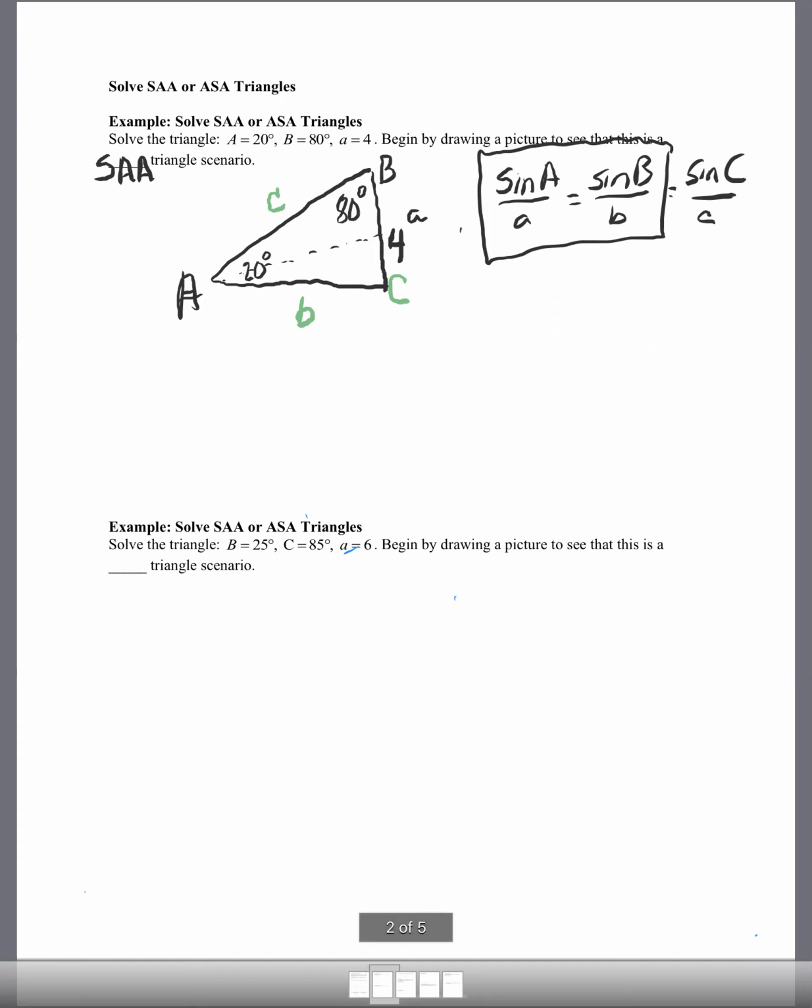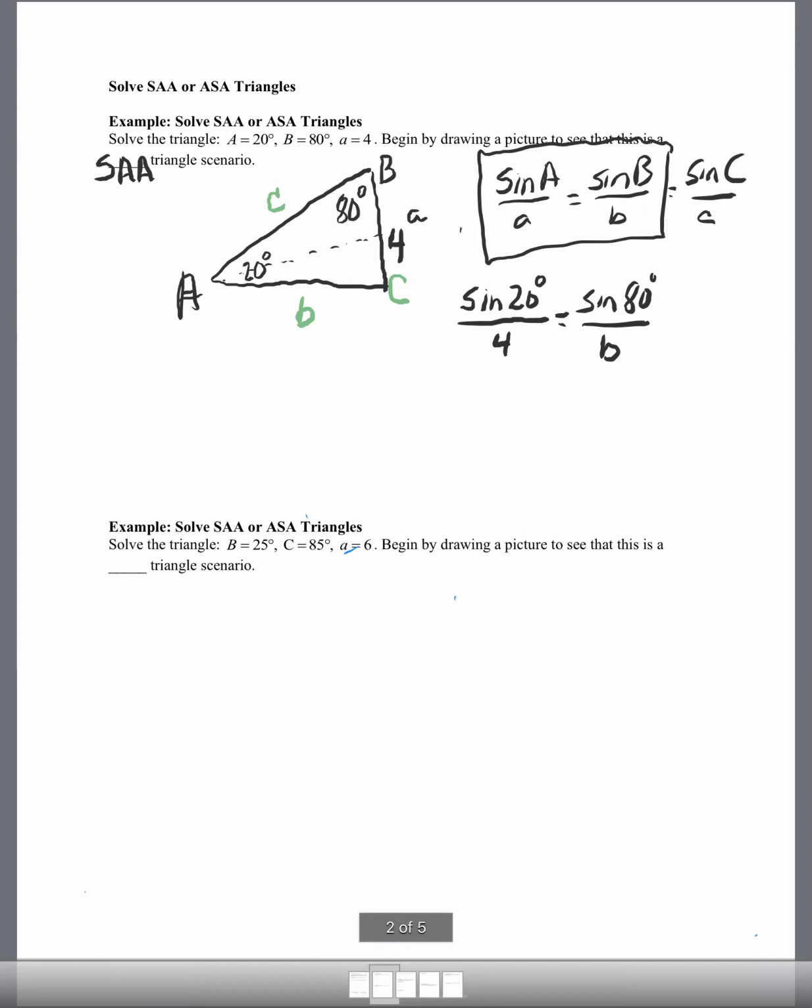And so side A has been given to me rather. And so I know that I could set up a proportion that would say the sine of 20 degrees is to the value of 4, as the sine of 80 degrees is to side B, because that's one of my unknowns. I can cross multiply and solve for B this way.